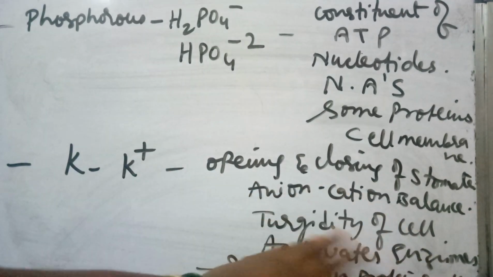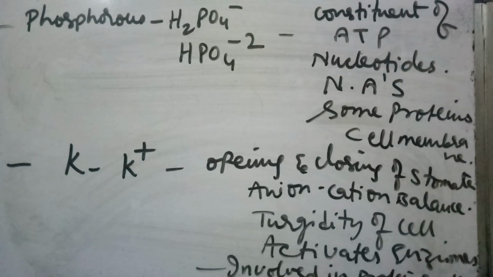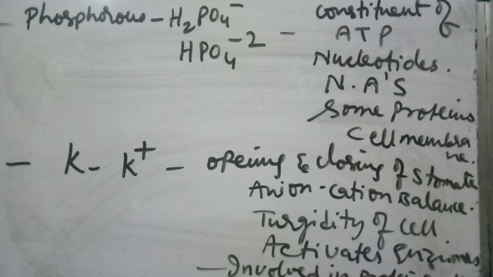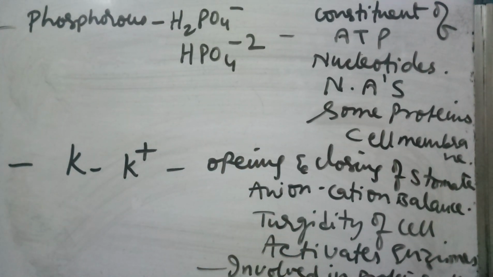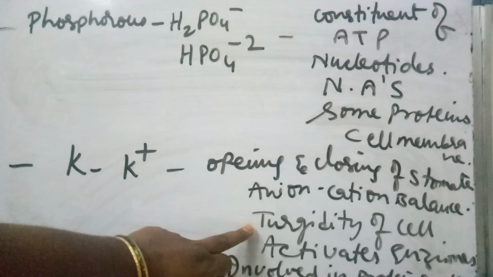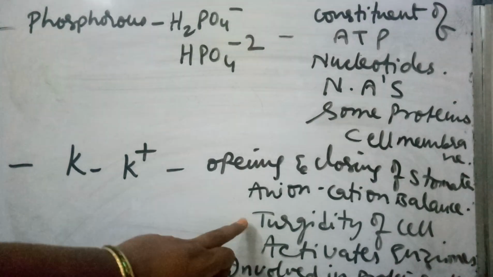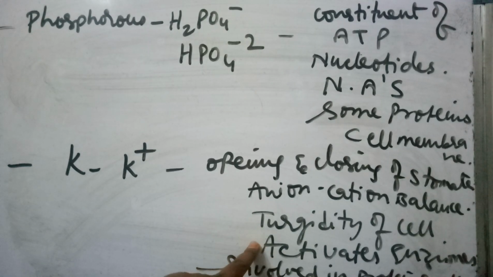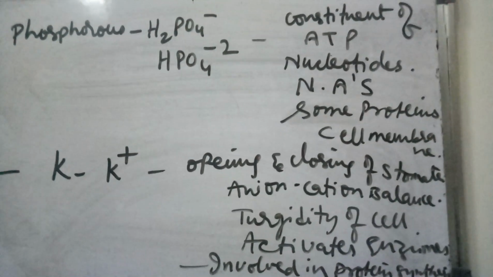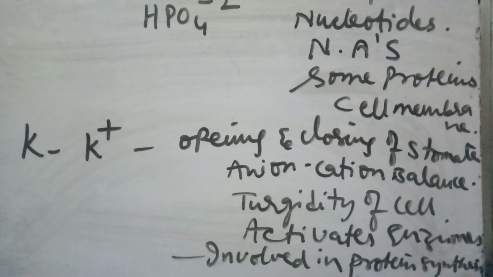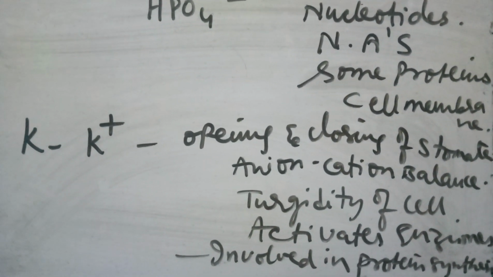And it maintains the ion balance. Anion-cation balance is done by potassium. It also maintains the turgidity of the cells. Already we discussed that in guard cells, turgidity is maintained by K+ ions. K+ ion also activates some of the enzymes, and it is also involved in protein synthesis.